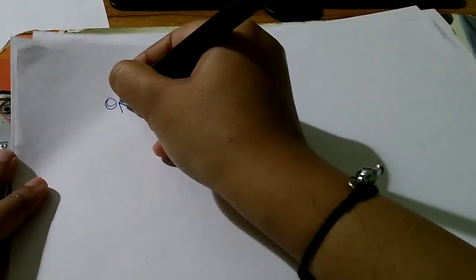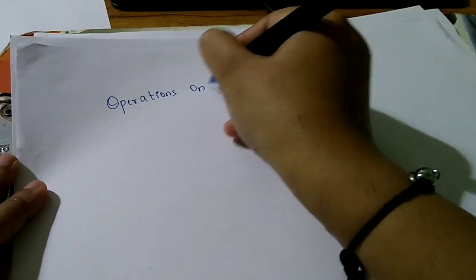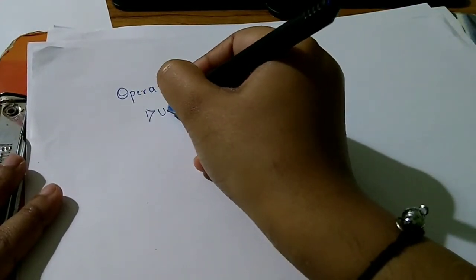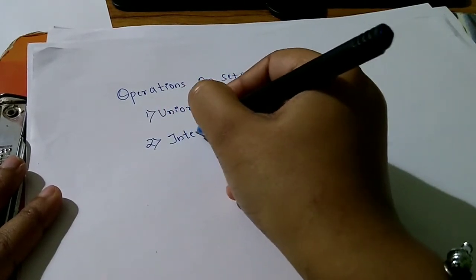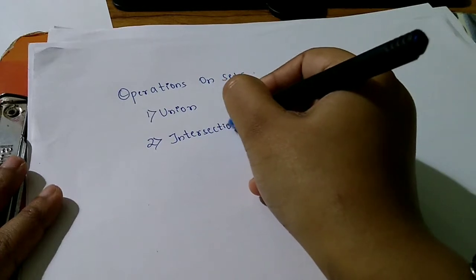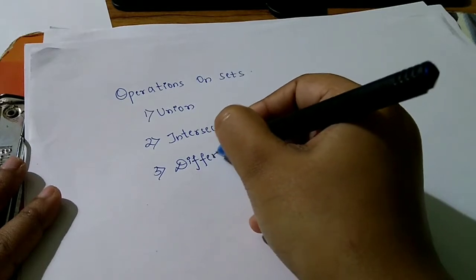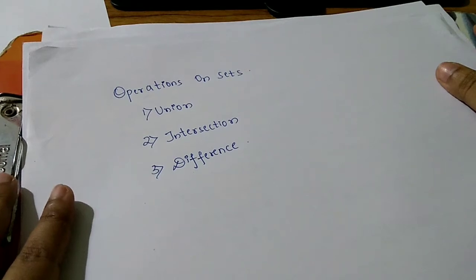Hello students. In the previous class we had seen union and intersection of sets. So we had seen operations on sets. How many operations are there? The first one was union of two sets. The second one, intersection of two sets. And the third one was difference of two sets. It may be two sets or more than two sets also.